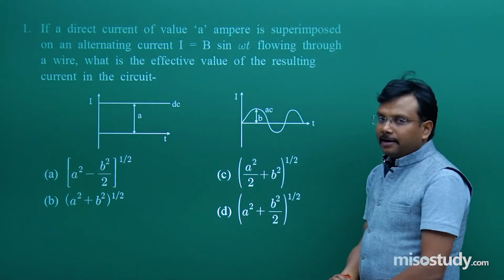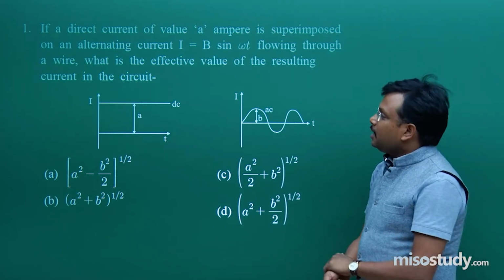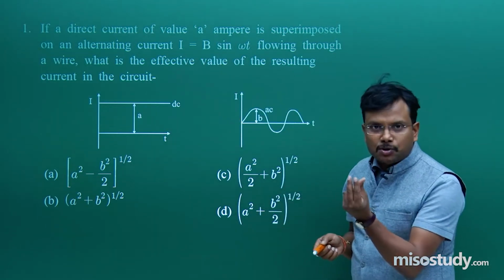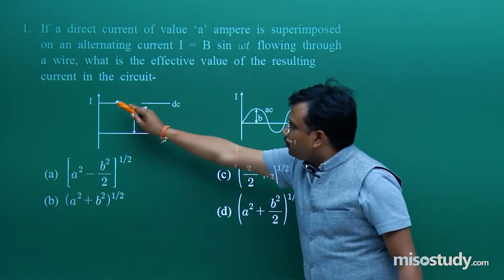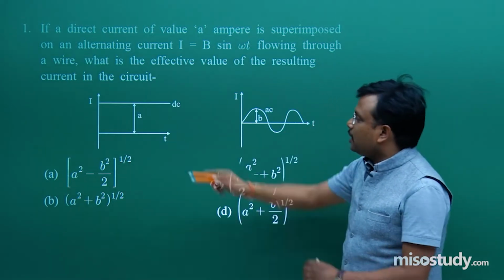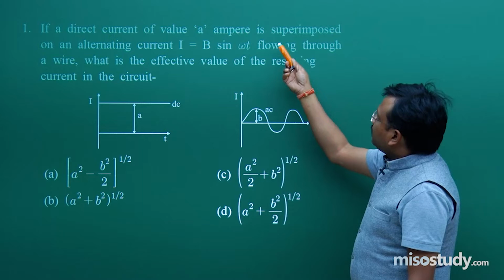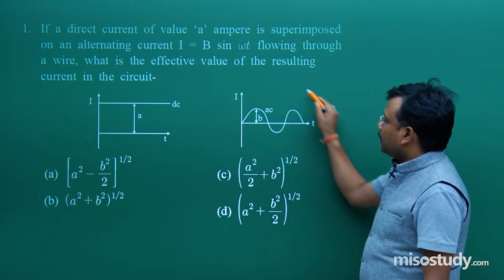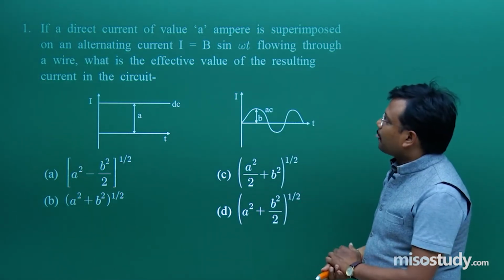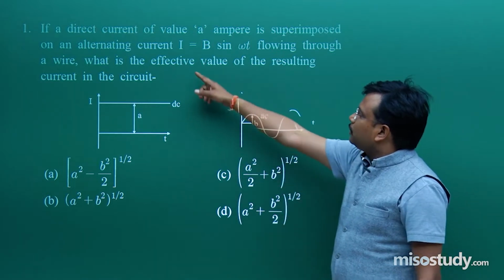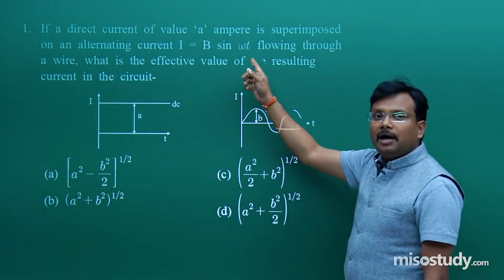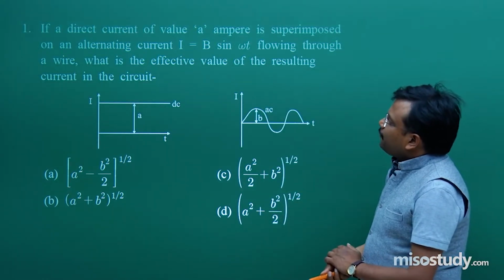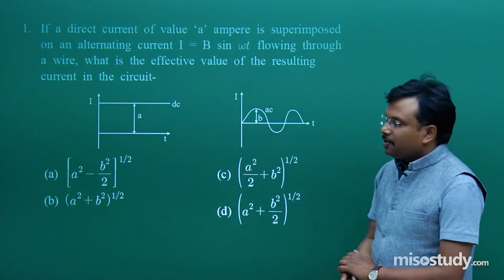If a direct current, meaning DC, of value A ampere, where A is basically the magnitude of the direct current, as mentioned here with the help of this diagram, is superimposed on an alternating current, sinusoidal in nature, and that alternating current is given by I equals B sin omega t, then what is the effective value of the resulting current in this circuit?